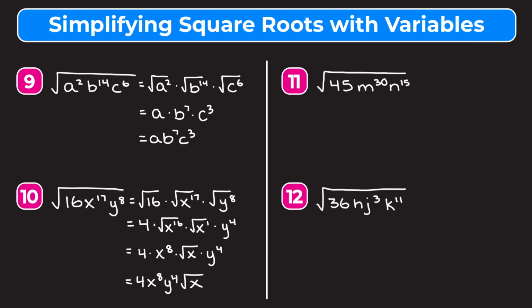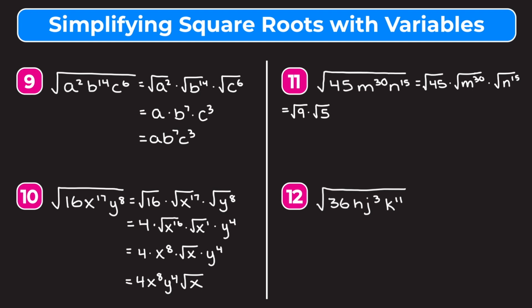Taking a look at example 11, we have the square root of 45 m to the 30th, n to the 15th. We can write this as the square root of 45 times the square root of m to the 30th times the square root of n to the 15th. And 45 does not have a nice square root, so we're going to break it up into 2 factors, one of which is a perfect square. So we're going to rewrite it as the square root of 9 times the square root of 5.